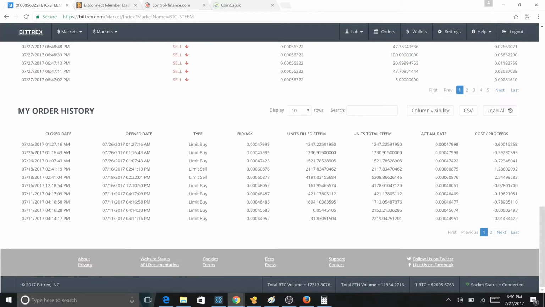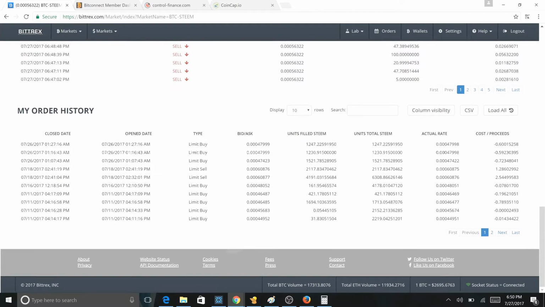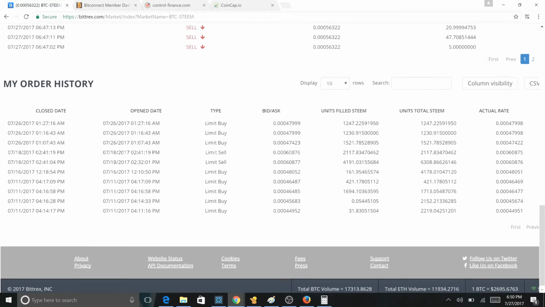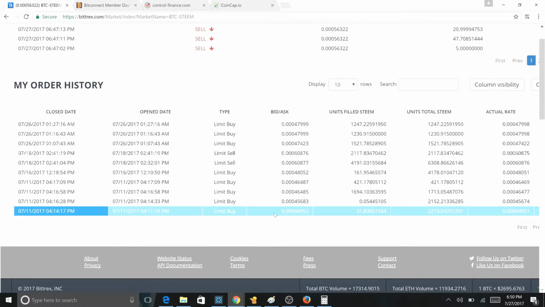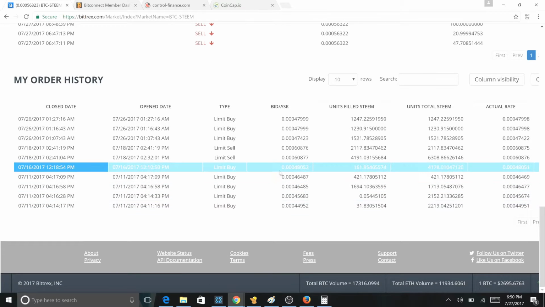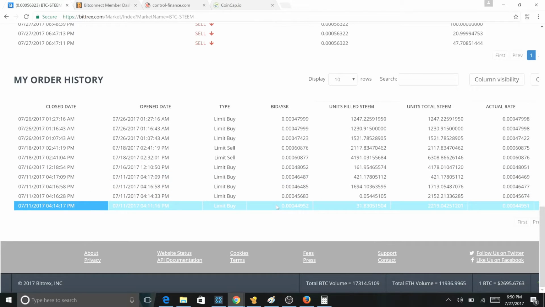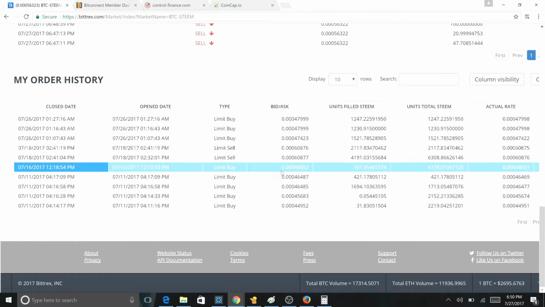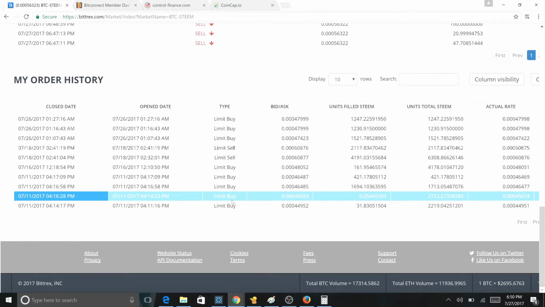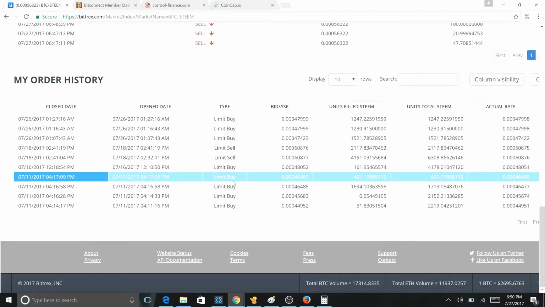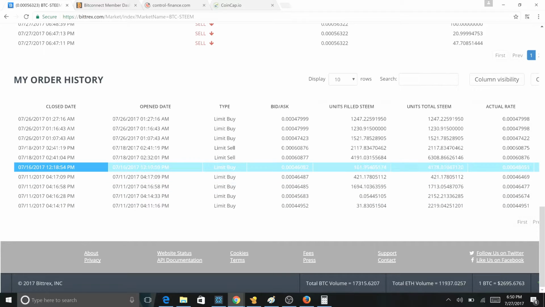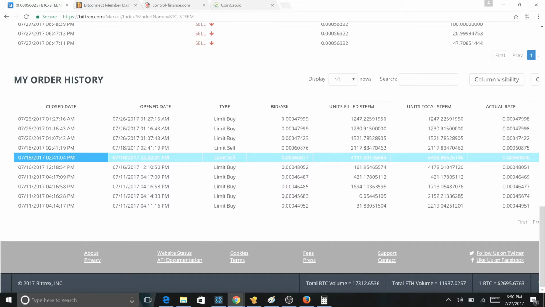If we look at my complete order history for STEEM, you can see that I like to buy STEEM around the 44,000 Satoshi range, all the way up to 48,000 is my buy point on STEEM. And you can see on the 11th I bought quite a bit of STEEM. And then on the 16th I bought some STEEM too when it dropped back down to 48,000 Satoshis. Then it pumped all the way up to 60,000 Satoshis.